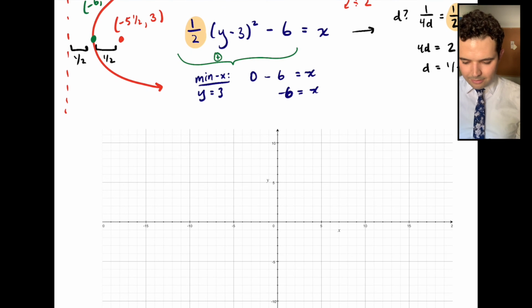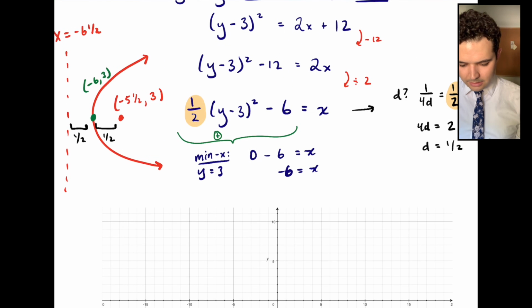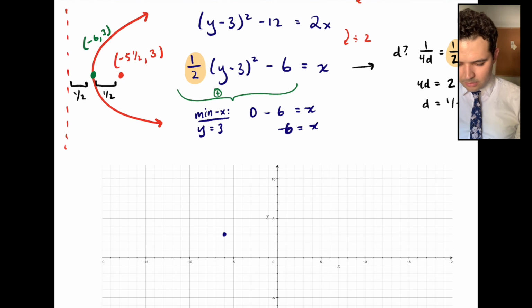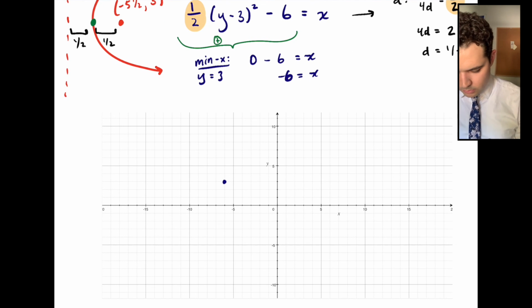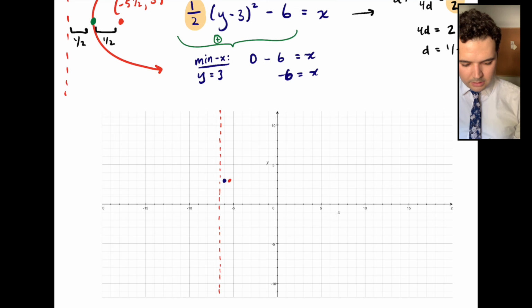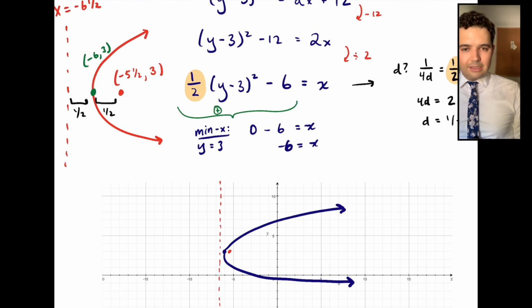So adding that to my graph just to make it look as nice as I can, I'll plot -6, comma 3. 1, 2, 3. And then I will plot my focus point, which is extremely close to it, and our directrix, which is extremely close to it as well. And from here I can sketch in my curve. And there you got it.